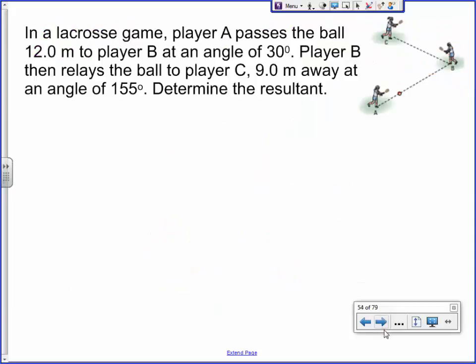Let's try another example. Let's do the one we skipped here, just to make sure that you get another chance to see how this works.